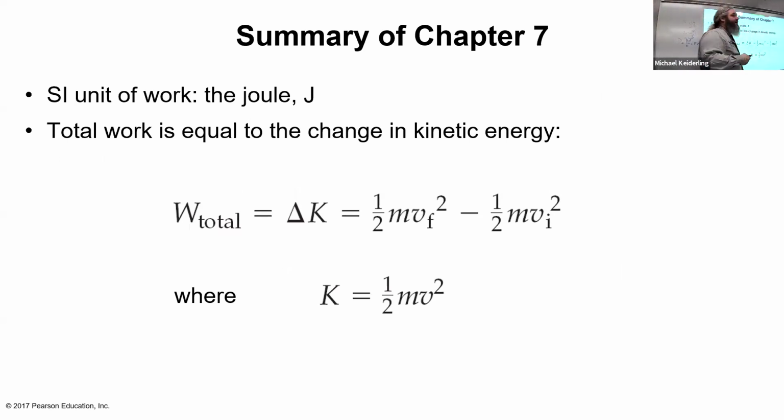Total work done on an object is equal to its change in kinetic energy. So change in kinetic energy is 1/2 mass times velocity final squared minus 1/2 mass times velocity initial squared. Kinetic energy is defined as 1/2 mass times velocity squared.